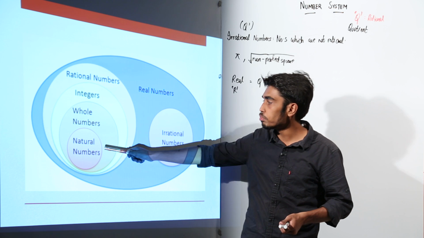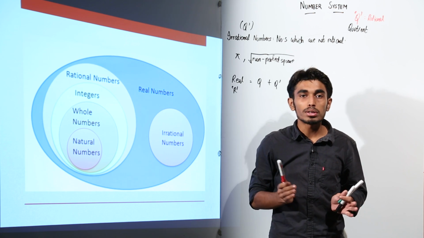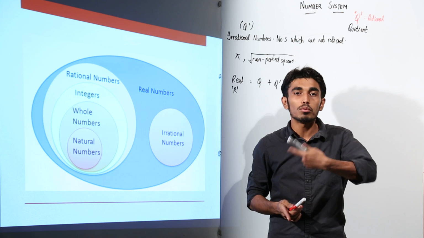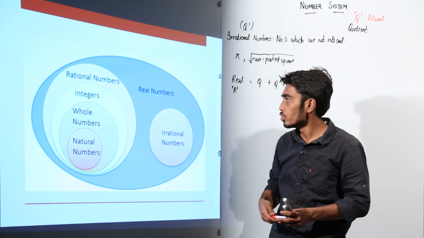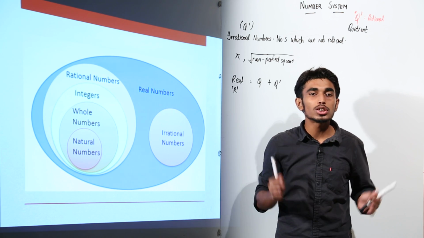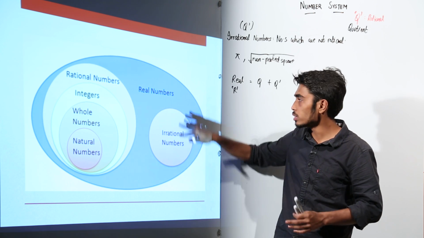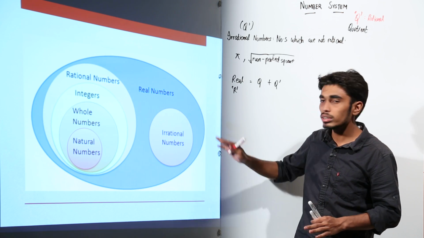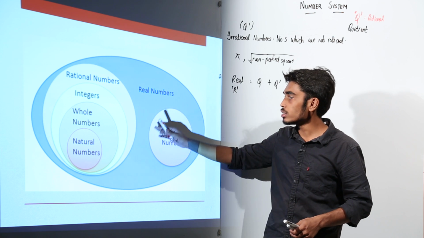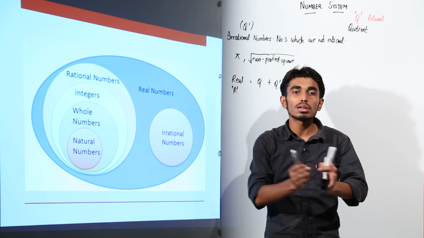Here we have natural numbers. Whole numbers form a bigger sphere. Why? Because it includes one more additional number, that is 0. Integers form a bigger sphere or bigger circle, right? Because they are 2D figures, so instead of spheres, they will be circles, right? So integers include all the whole numbers plus some extra numbers.